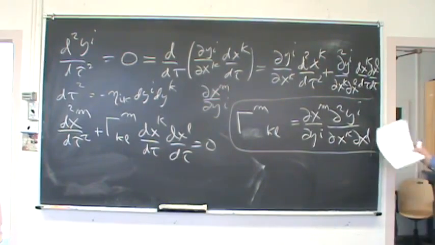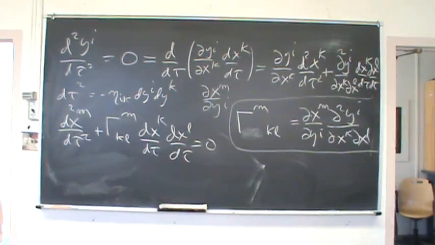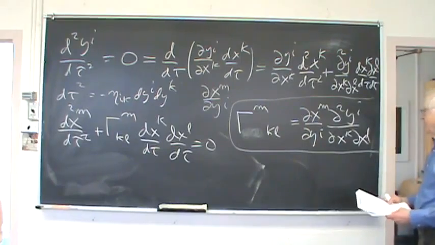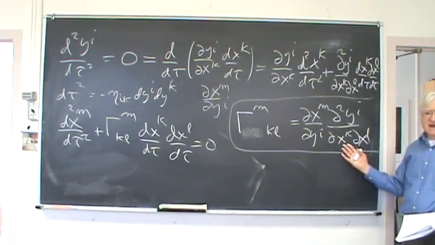And we see here that it's given by derivatives of the coordinate transformation from the inertial coordinate system, which is the yi's, to an arbitrary other coordinate system, the x's.